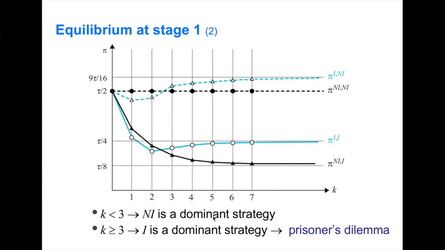This is what firms choose, whatever the choice of the other firm. And the opposite goes when K is at least as large as 3, then using the information is a dominant strategy. Okay, and this is the result I was presenting at the very start of this presentation. If K is larger than 3, then both firms would choose to use the information, so they would be on this line here, but we see that this profit is lower than the profit they would obtain if they were not using the information.